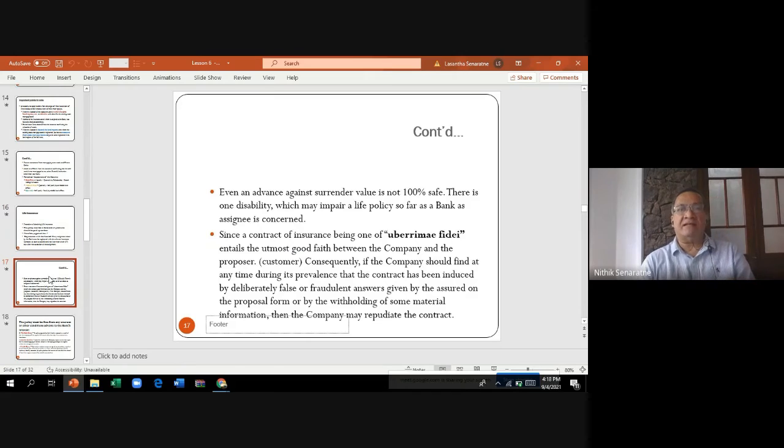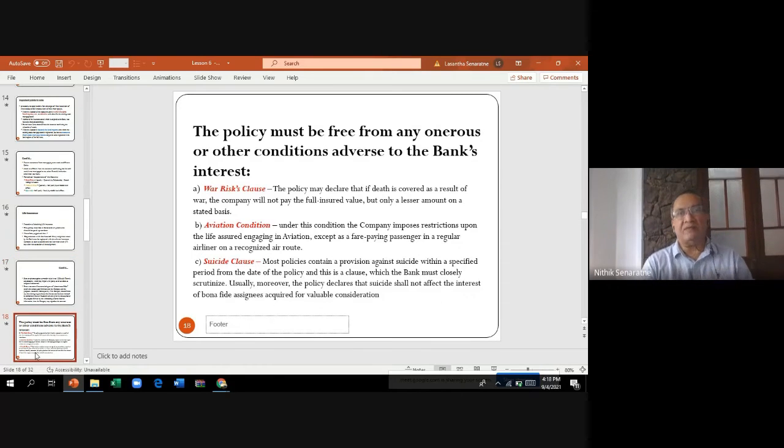Even an advance against surrender value is not 100% safe. There is one disability which may impair a life policy as far as a bank as assignee is concerned. Since the contract is insurance, as I told you, it's uberrima fides. If the policyholder gives wrong information at the beginning, sometimes the insurance company might say, no, we are not going to pay a single cent. So that is the only area where we see a weakness in these policies. Other than that, there is no risk at all when you come to life policies.